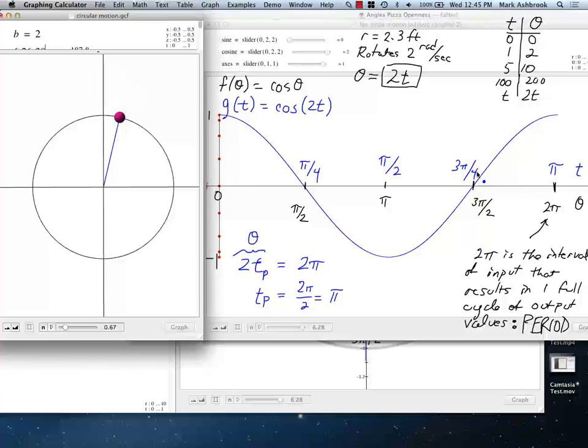So for the f function, it would be the black scale there. Pi over 2, pi, 3 pi over 2, 2 pi, that's our period. But for g, it'd be the same outputs, but now we have a different period. The period of g is actually the amount of time it takes for this ball to go around, which is pi seconds. In pi seconds, it makes it all the way around. Okay, any questions? Does that make sense?